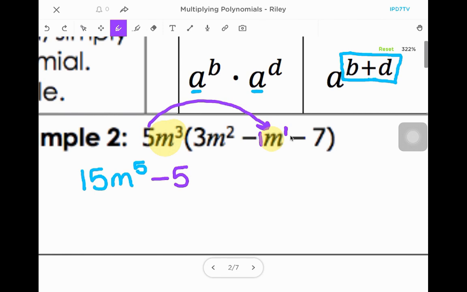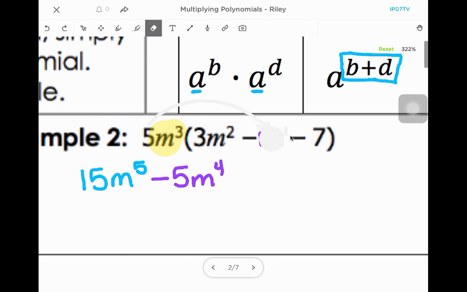So remember, our rule is our powers can be added. So I see m to the 3rd, I see m to the 1st, so I can add them. 3 plus 1 is 4. So I have m to the 4th power. Okay? And I'm going to remove this so not to confuse us.